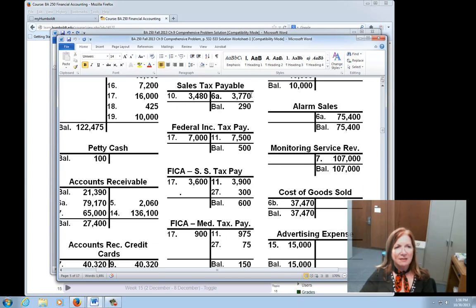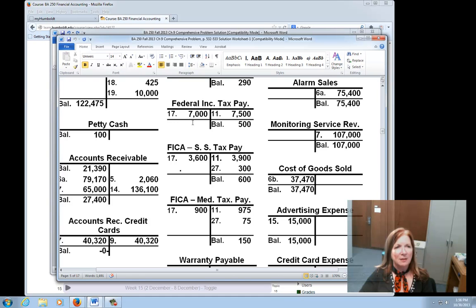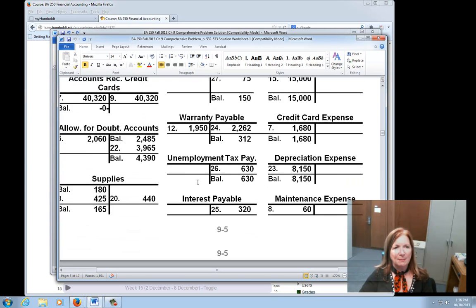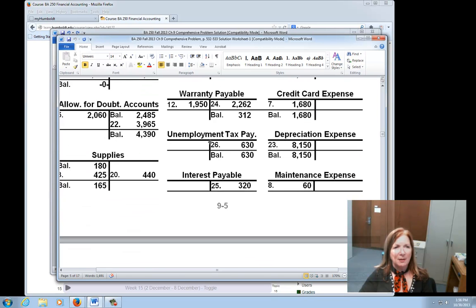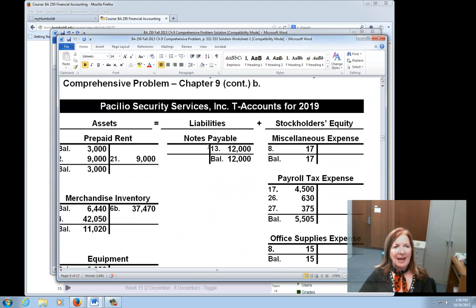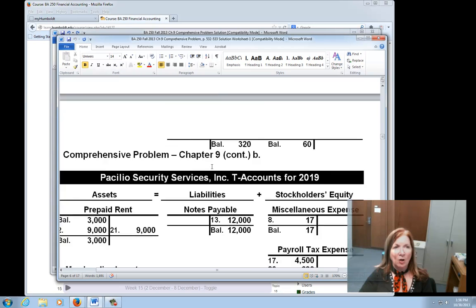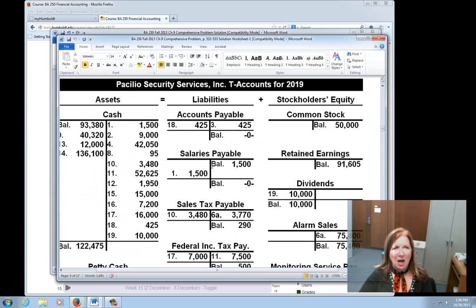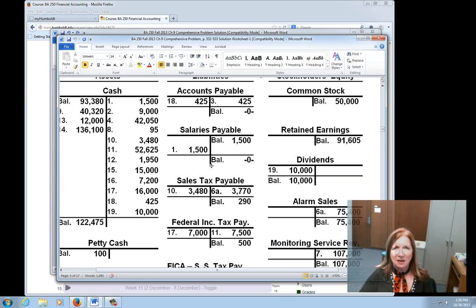Now here is sales tax payable with its transactions, federal income tax payable, FICA Social Security tax payable, Medicare tax payable, warranty payable, unemployment tax payable, interest payable, and note payable. So we have all these liabilities now with this new Chapter 9 and this idea of current obligations that have to be paid.